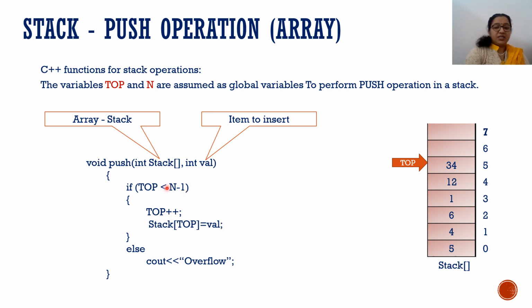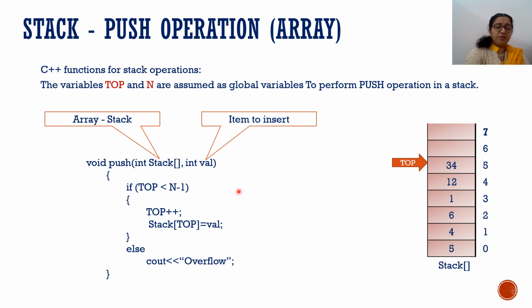Top plus plus. If it is true, we are incrementing the value of top. And we want to insert that val to that position. So how we can insert? Stack of top. So stack array of the top position is equal to val. So that value will insert at that position. If there is space, we can insert it. Otherwise, else cout overflow. So if there is no space, we can say overflow.